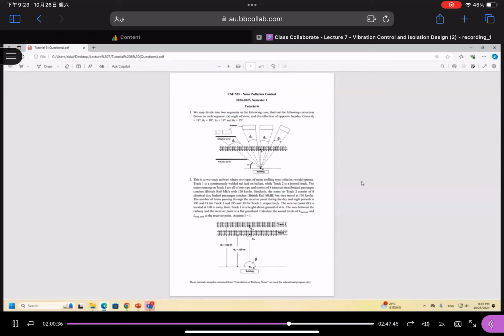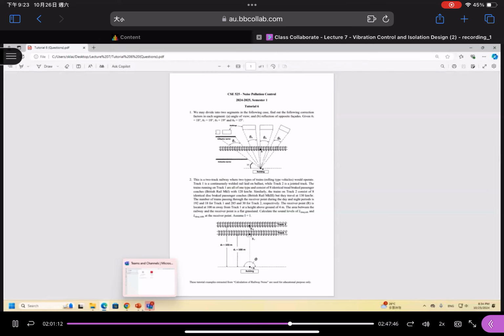Okay, let's go to our tutorial session. In this tutorial, number 6, we still have two questions for you. Both of them are relevant to Rayleigh noise assessments. For the first one, you have to find out the angle of view and the reflections of opposite facades in each case. For the second one, in the previous tutorial we just considered one single variable. Now we consider two variables in parallel together and find out the overall noise level at these reception points.